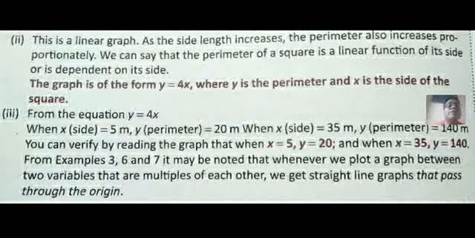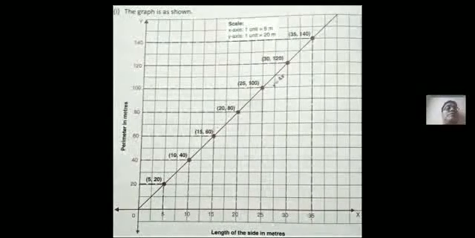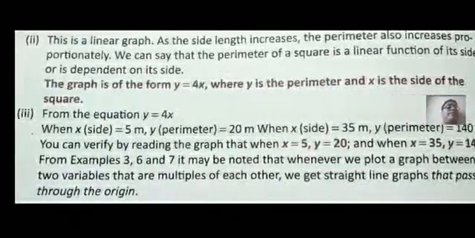From the equation y is equal to 4x, when you take side 5 meter, perimeter is 20 meter. When side is 35 meter, perimeter becomes 140 meter. So you can verify by reading the graph. When x is equal to 5, y is equal to 20, and when x is equal to 35, y is equal to 140. From the examples, you can see the different values taken on the graph.